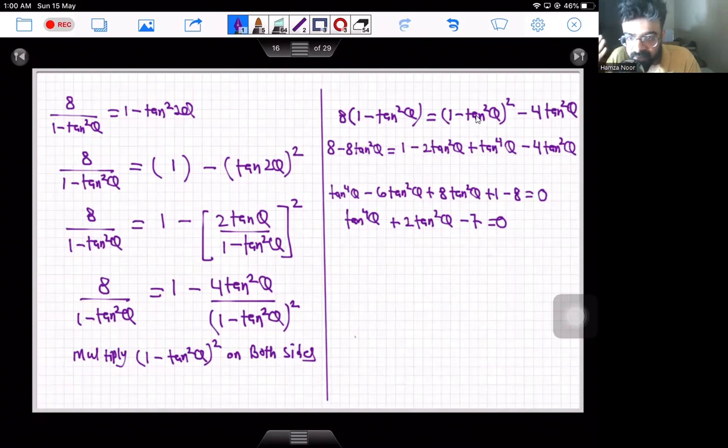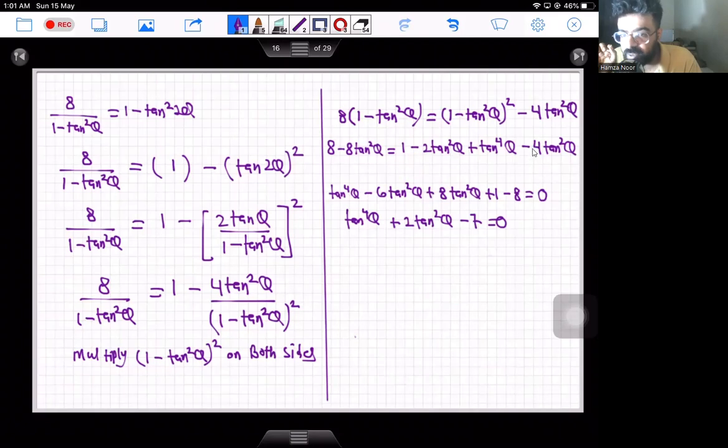So (1 minus tan square theta) whole squared will become 1 minus 2 tan square theta plus tan raised to the power 4 theta, and then minus 4 tan square theta. Now, what I can say is that I can arrange all the terms on one side of the equation, and then tan raised to the power 4 theta minus 6 tan square theta.